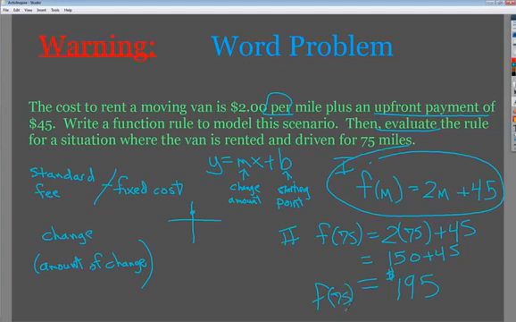Which means if I made this into a graph, I could see how much it would be over a large scale, and I could see that I'd have the point (75, 195) on that graph, and that's what I'm looking for. So if I want to drive 75 miles and rent it, it costs me $195 to do it. So be careful about how you spend your money as far as that is concerned. But that's it. All the parts of relations and functions should be in there.